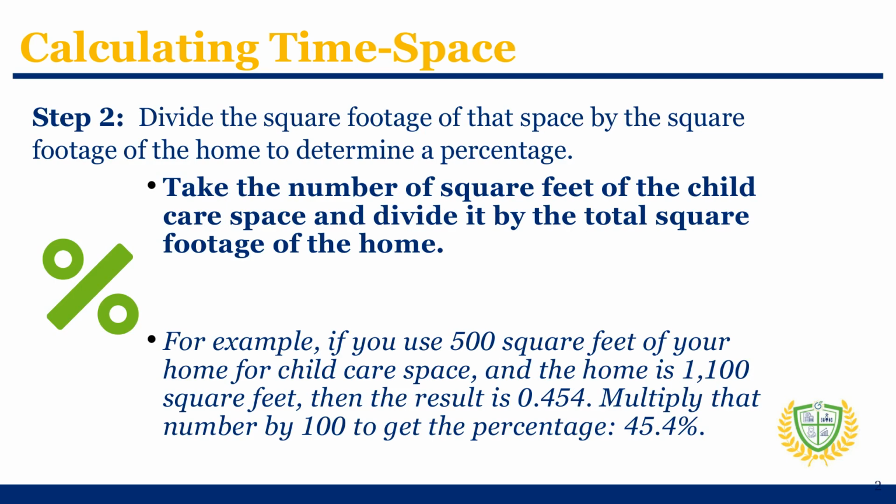Step 2. Divide the square footage of regularly used childcare space by the square footage of your home to determine a percentage. Take the number of square feet of the childcare space and divide it by the total square footage of your home. For example, if you regularly use 500 square feet of your home for childcare space, and the home is 1,000 square feet, then the result is 0.5. Multiply that number by 100 to get the percentage, 50%.